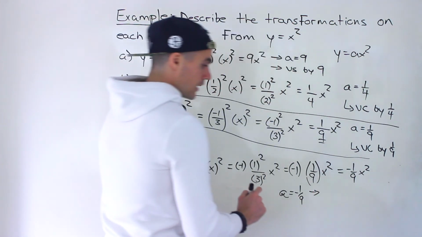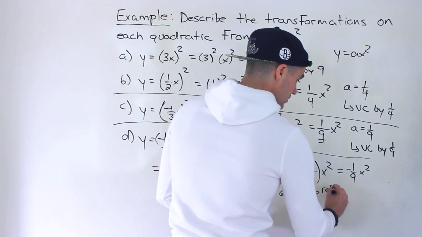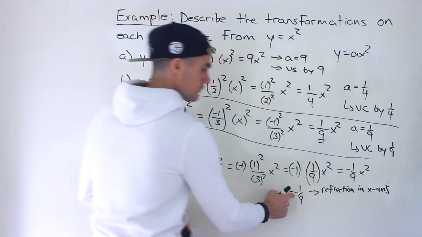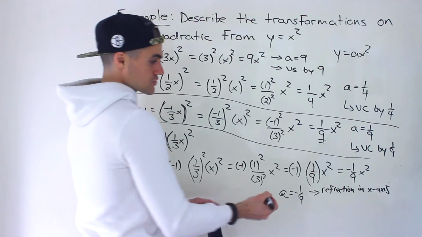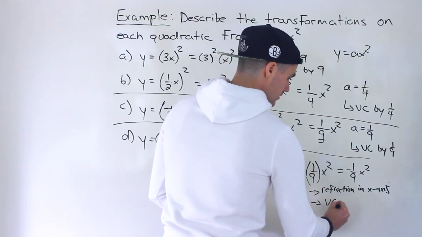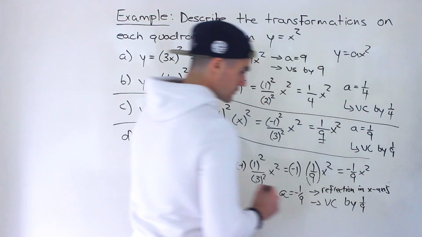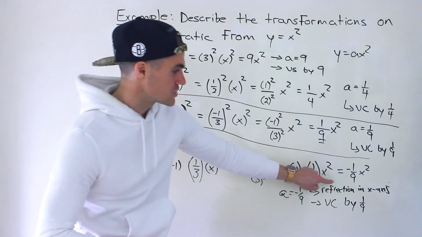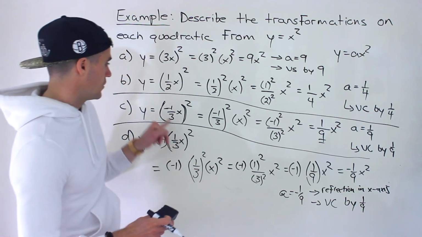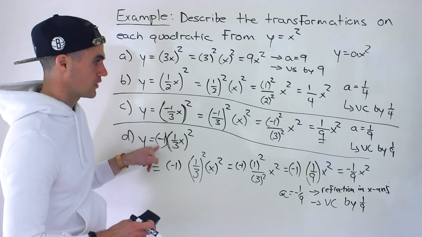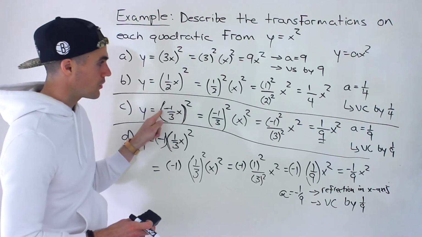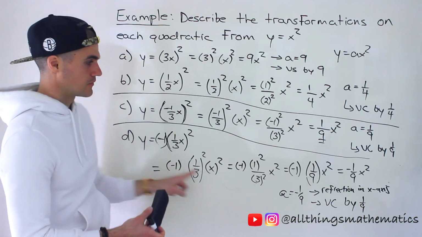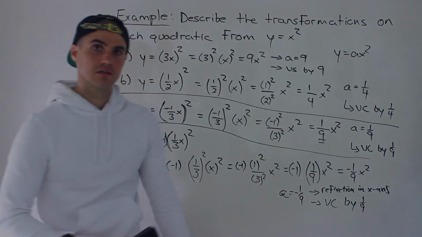So an a value negative 1 over 9 means there's two transformations. There's a reflection in the x-axis, right, because it's negative. And then there's also that vertical compression by 1 over 9. You write the positive factor when you're describing a vertical compression or vertical stretch, even if it's negative. The negative just means there's a reflection. All right, so notice the difference between this one and this one over here, right? This negative was within the bracket, so it got squared away, quote unquote. It became positive, so there was no reflection. But this negative was on the outside. And so we ended up getting a negative a value, so there was a reflection in the x-axis.